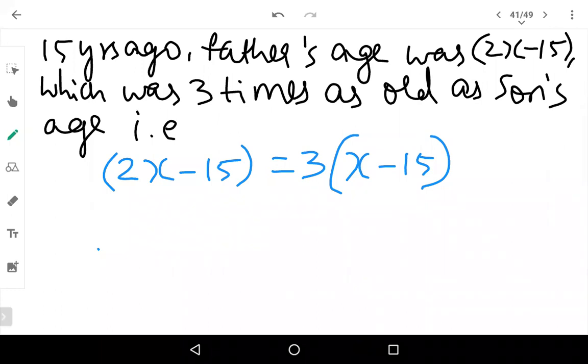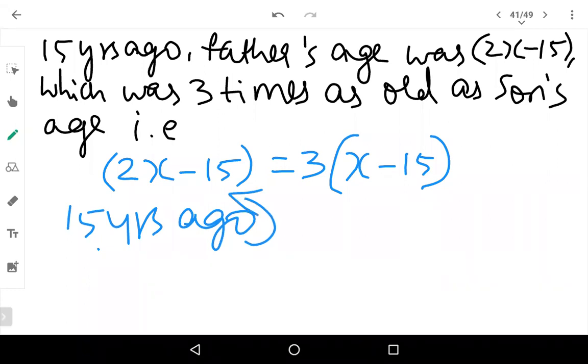Now what we are going to do is, 15 years ago, father's age was 2x minus 15. We understood. Now after this, next, they are saying father's age was 3 times as old as his son's age. This is another new point. So what is father's age 15 years ago? 15 years ago, father's age is 2x minus 15. This is not the only criteria. There is one more criteria to understand father's age. What is that?